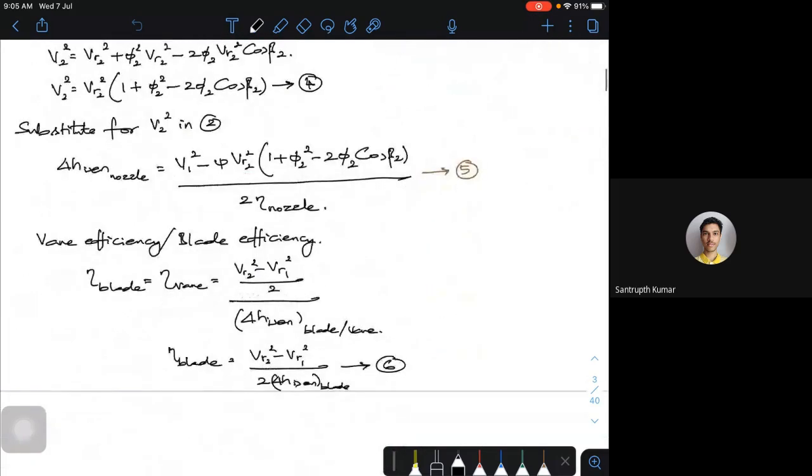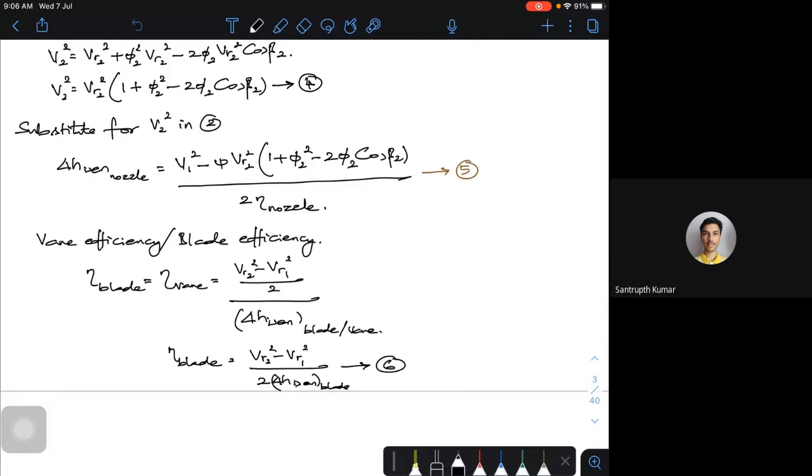Now I am going to define one more efficiency, which is called vane efficiency or blade efficiency in terms of relative velocity. That is the relative kinetic energy, VR2 square minus VR1 square divided by 2, divided by the isentropic enthalpy drop in the vane or blade. If I do a little bit of cross multiplication, the efficiency of the blade is equal to VR2 square minus VR1 square divided by 2 times the isentropic enthalpy drop.